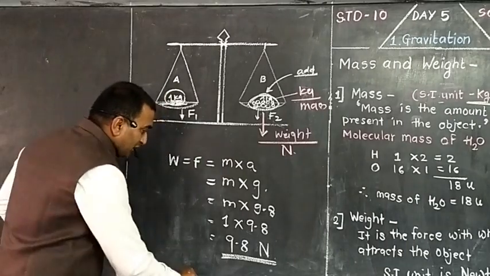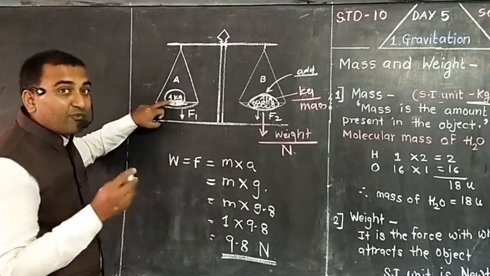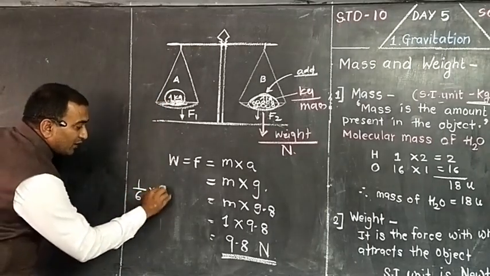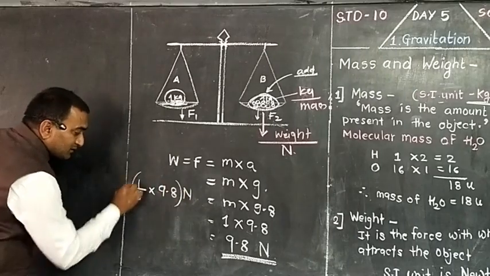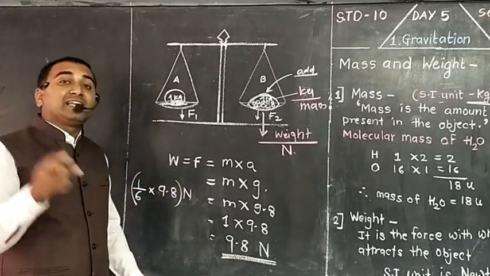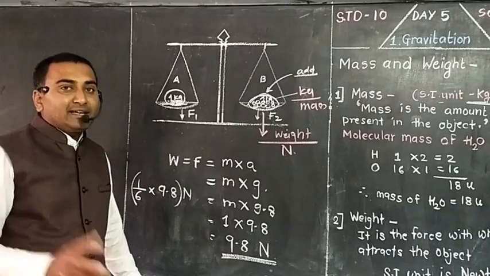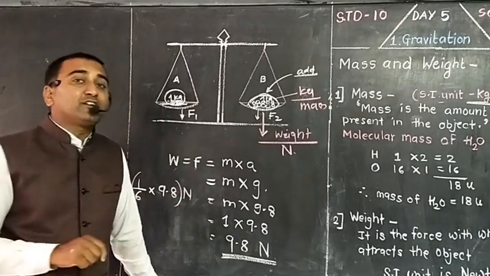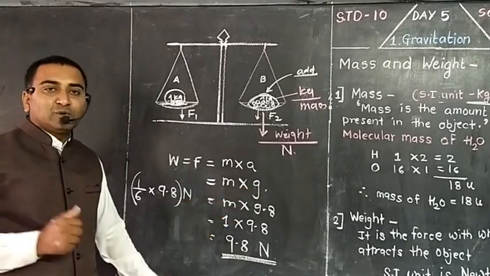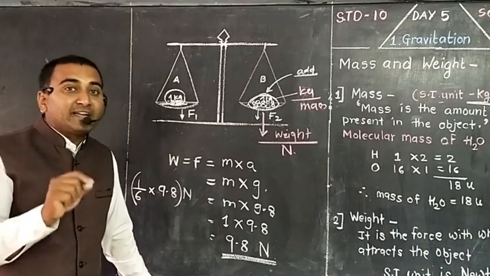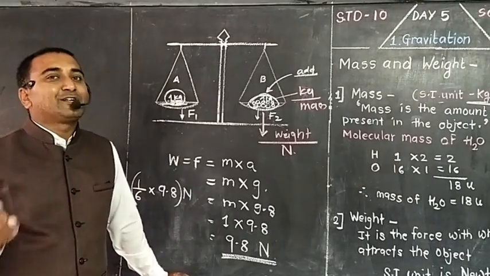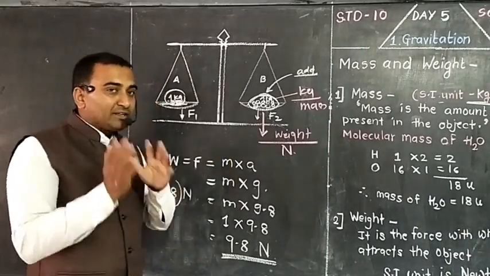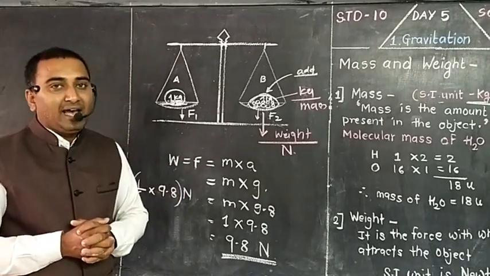So see here, if a 1 kg object is weighed on the moon, it is 1/6 into 9.8 Newton. This much value we are getting. That means 6 times less than the Earth. Again, if we calculate your weight, that is force, at the center of the Earth, definitely the value of g is 0. Due to this, weight can be 0 at the center of the Earth. Now, after this, we are going to discuss the actual difference between mass and weight.